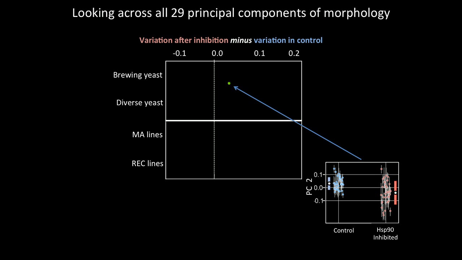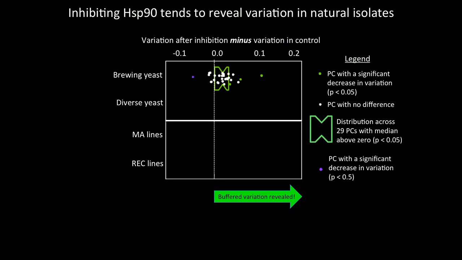So now let's look at the other 29 principal components. And you can see that a few of them also have significant increases in variation upon Hsp90 inhibition. But moreover, the distribution across all 29 principal components has a median that's significantly greater than 0. So this suggests that in this collection of yeast strains and in the other collection of yeast strains isolated from nature, Hsp90 does tend to buffer the effects of genetic variation.